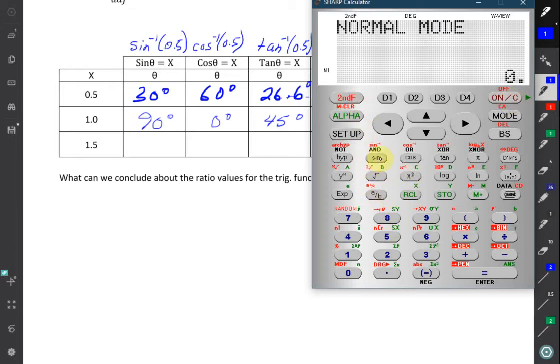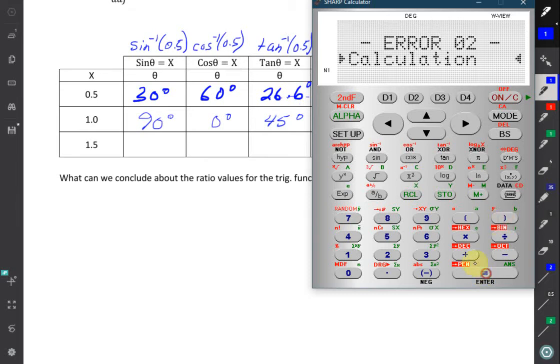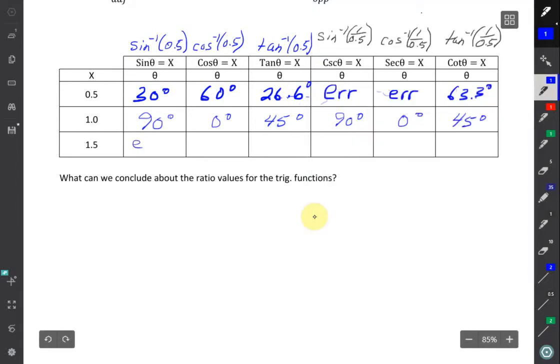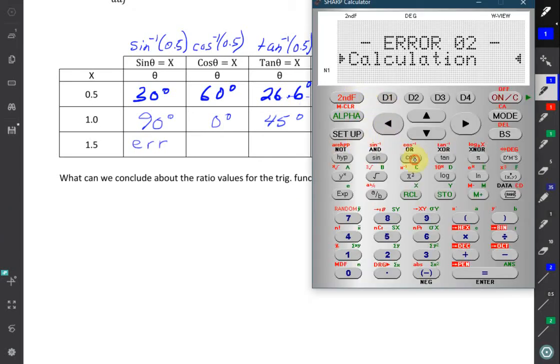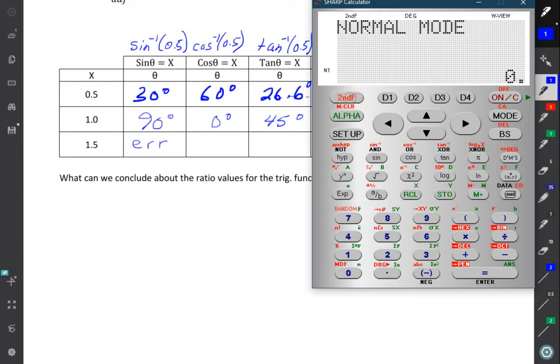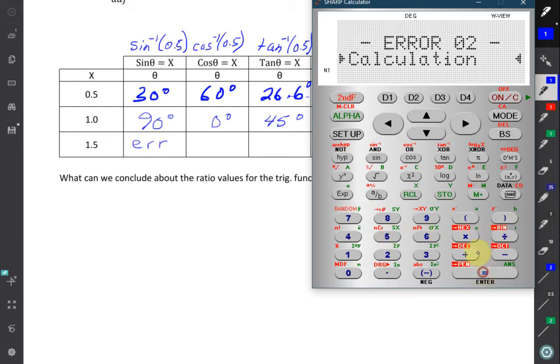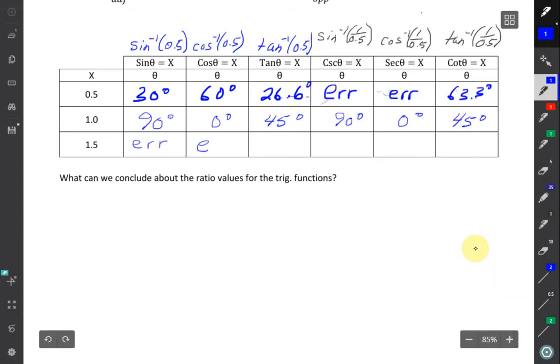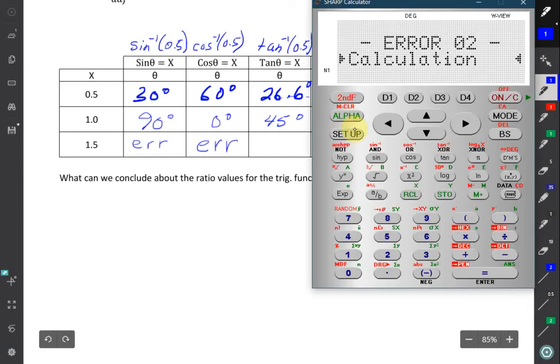Inverse sine of 1.5, and we get an error. And that's a number that's greater than 1, so we would expect an error. The inverse cos, and once again, we will be expecting an error. The inverse cos of 1.5 gives us an error. So that's something you want to keep in mind about the ratios being between 0 and 1 or 0 and -1. And we will get into the negatives in another lesson.